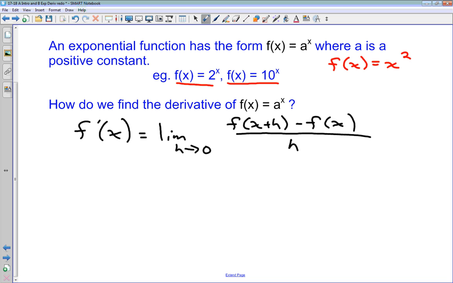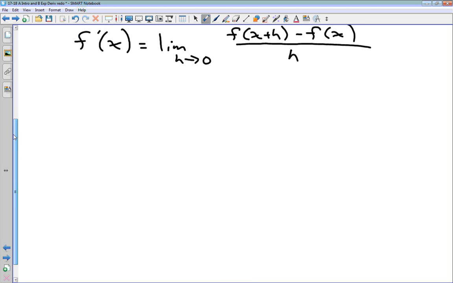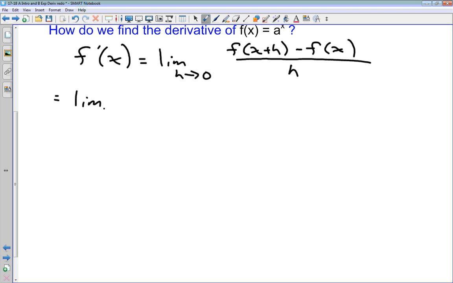all divided by h. If we apply this to the function f(x) = a^x, we'll have the limit as h goes to 0 of a^(x+h), subbing in x + h everywhere we see x, minus a^x, all divided by h. We want to be able to evaluate this limit. If we just try direct substitution and sub in h equals 0, we're going to be dividing by 0, so that's not going to work. So I think we want to start working on the numerator of this limit and see if we can factor it.